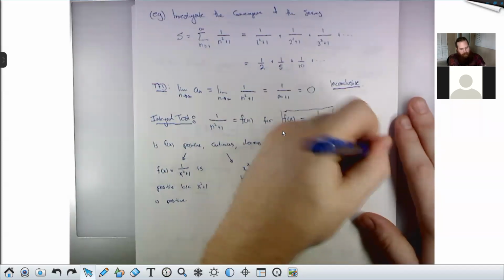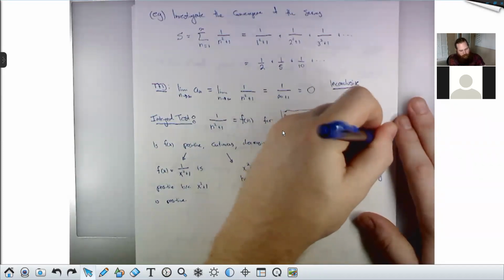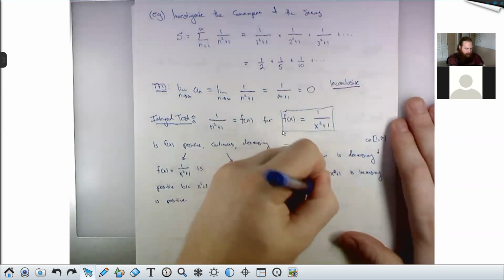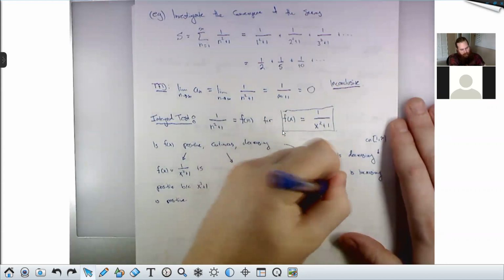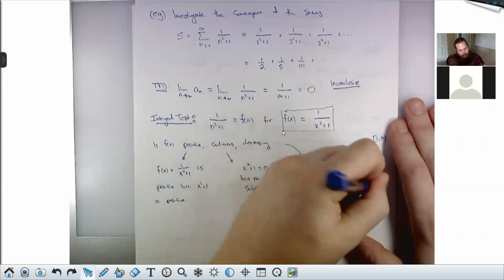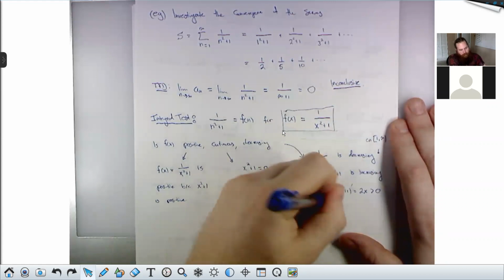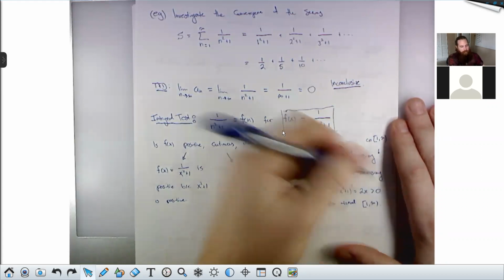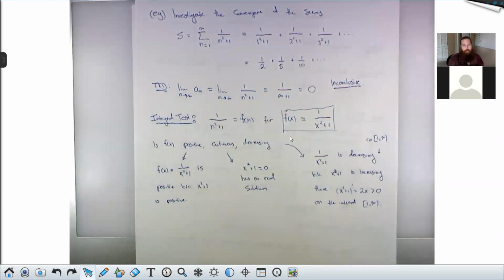And where are we talking about? We have to be a little bit careful. We'd say on the interval 1 to infinity, because x squared plus 1 is increasing there, i.e. x squared plus 1 all primed is 2x, which is greater than 0 on the interval 1 to infinity. So the lazy man's way to show that a function is decreasing is to show that it's the reciprocal of an increasing function. Doesn't always work, but it works a lot for the type of functions we mess with in the integral test.